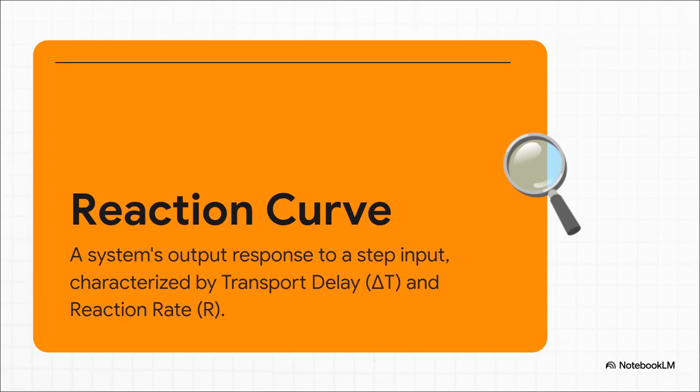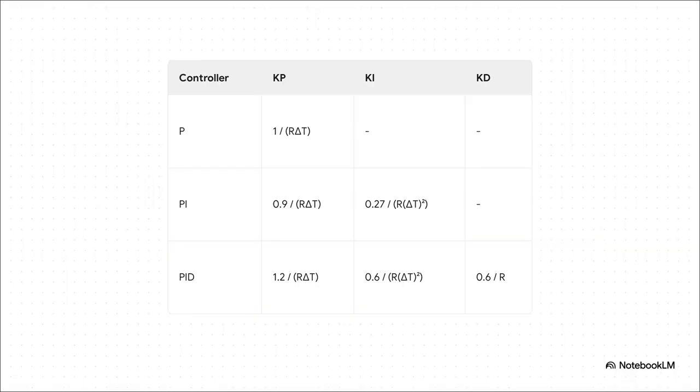We're measuring two things here. First, how long it takes before it really starts to move. That's our transport delay, or delta t. And second, how quickly it picks up speed once it gets going. That's our reaction rate, or R. And you guessed it, we've got another recipe book. Once you've measured your system's natural delay and reaction rate, you plug them right into this table.